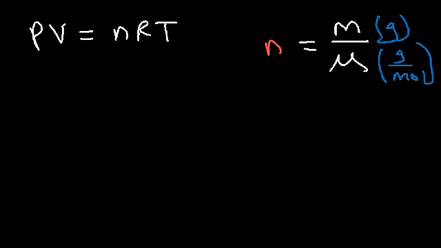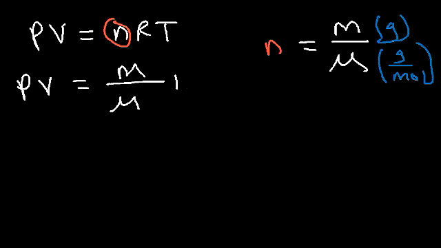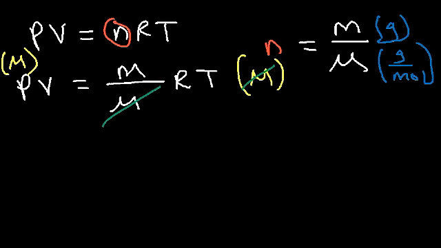So what we're going to do now is we're going to replace the moles, or n, with mass over molar mass. So m over capital M. And now our next step is to multiply both sides by the molar mass. So on the right side, M will cancel. So we now have this equation: PVM is equal to mRT.